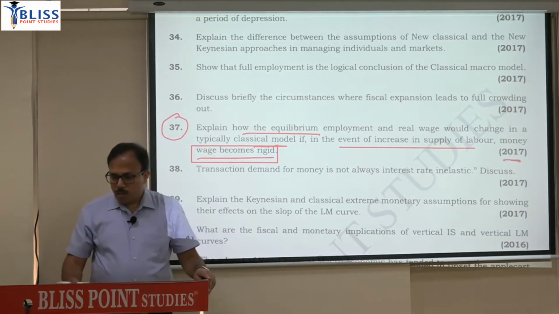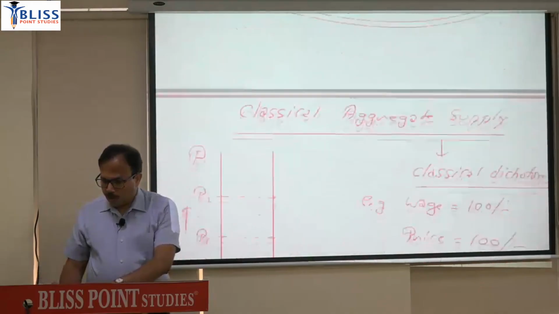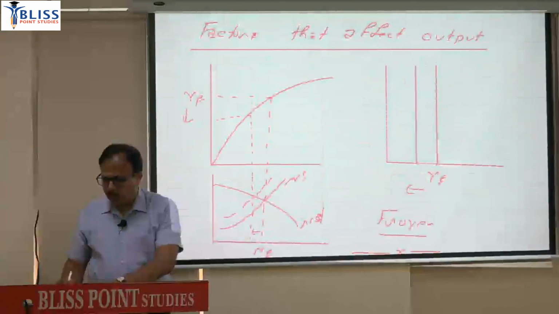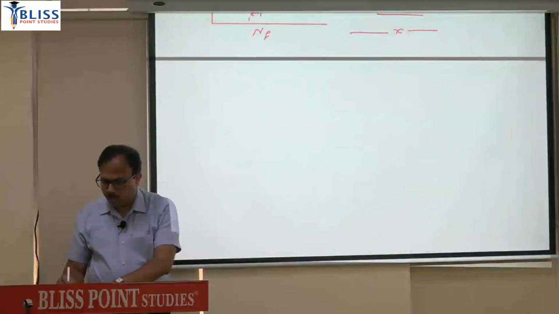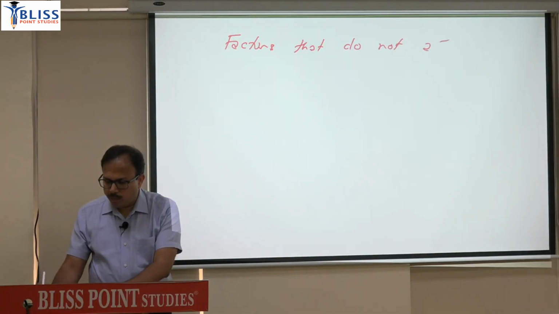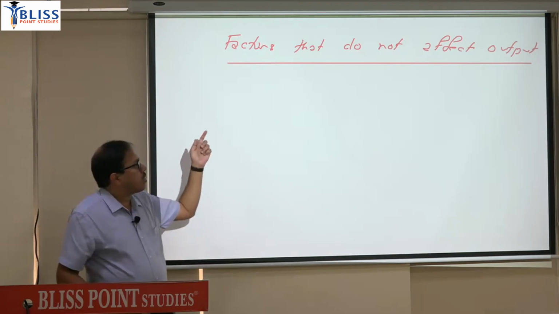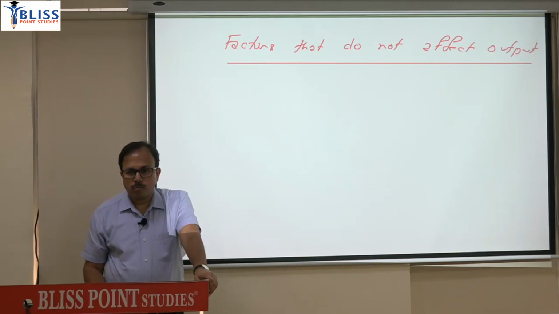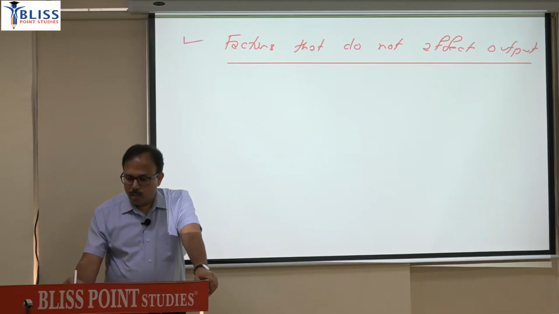ठीक है, तो यहाँ से अभी कंटिन्यू रहेगा नेक्स्ट क्लास में क्वांटिटी थ्योरी ऑफ मनी. But before that one more point to add. You can just write that point. You will be starting with factors that do not affect output. Okay, we will start with this and then we will explain the quantity theory of money and then the classical aggregate demand and then so on. Clear? तो यहाँ से कंटिन्यू रहेगा नेक्स्ट में.